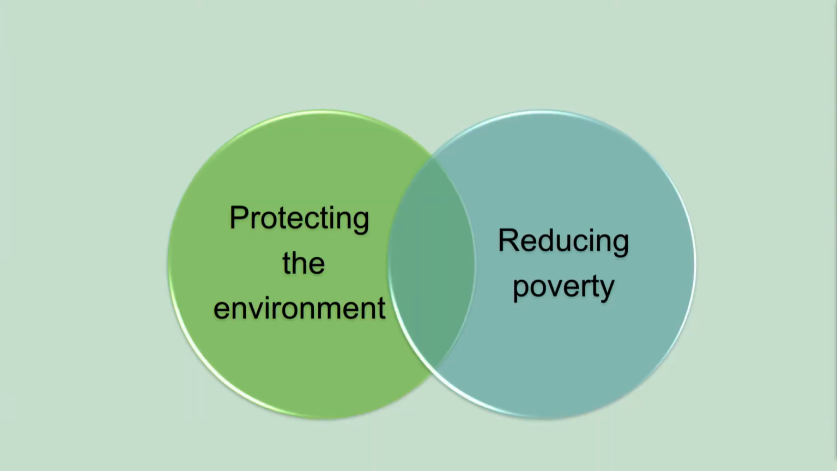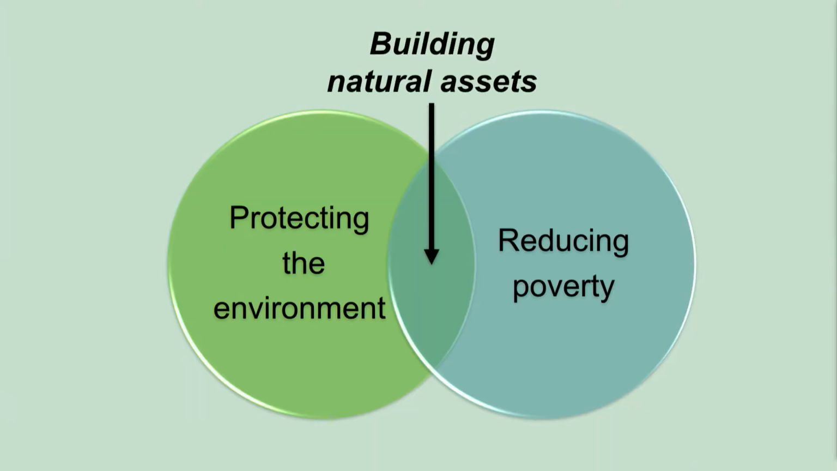Welcome to the Political Economy of the Environment. Today's episode is about building natural assets. Building natural assets involves thinking about combining two objectives. One is protecting the environment, and the other is reducing poverty. And building natural assets is where these two can intersect.